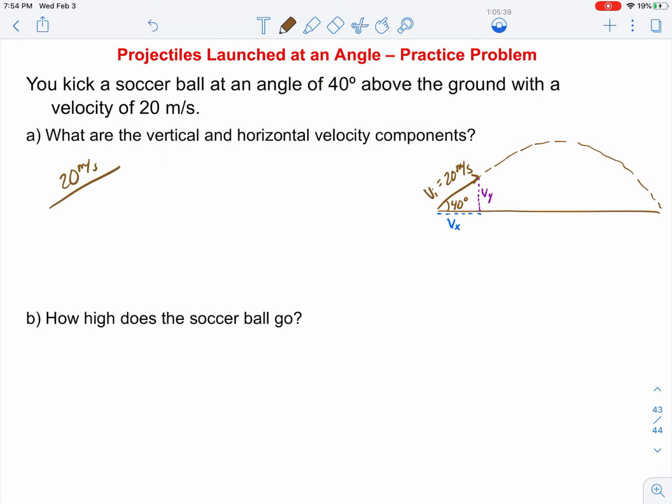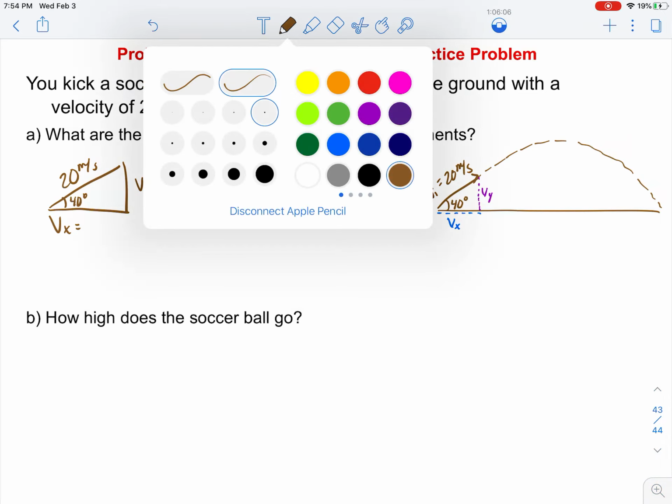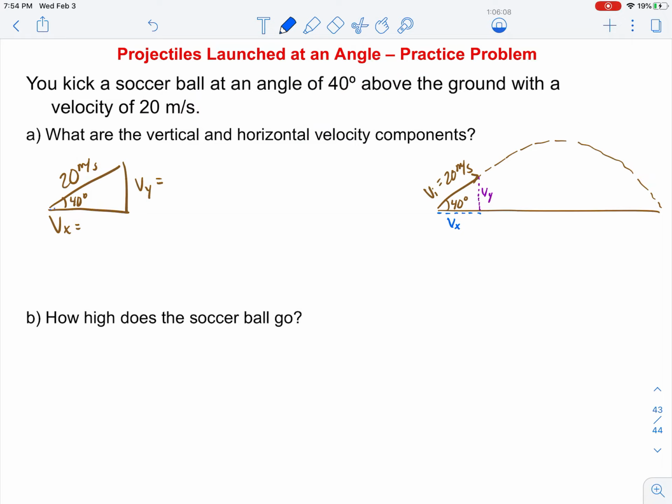20 is my hypotenuse. 40 degrees is my known angle, and I am going to have to figure out how to calculate velocity in the horizontal direction and how to calculate velocity in the vertical direction. We reviewed this in the lesson, but I will briefly review it here. My horizontal side is the side that is adjacent to my known angle. So this side shares the corner with my known angle.